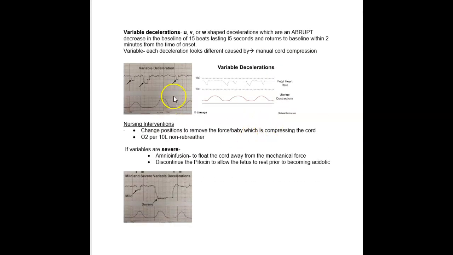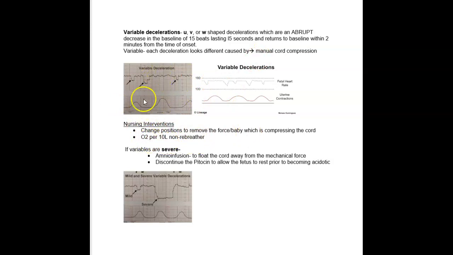Now let's look at the relationship between the contractions and the fetal heart tone changes. Whenever we see U, V, or W shape irregular decelerations in the fetal heart tones, we know that there's compression on the cord. So the baby could be laying on it. Of course, if the baby's laying on the cord, all we're going to do is turn the mom. I mean, easy peasy. Change positions.